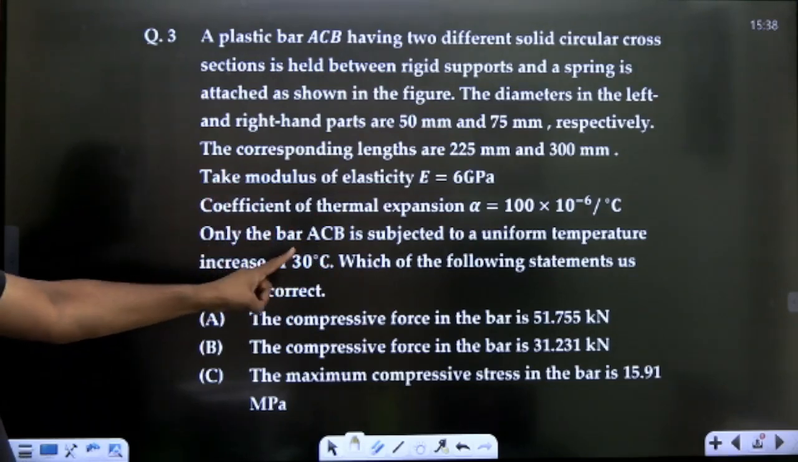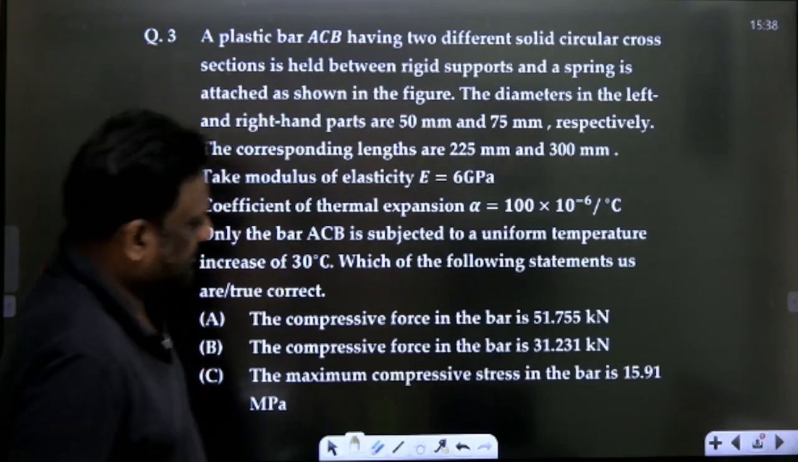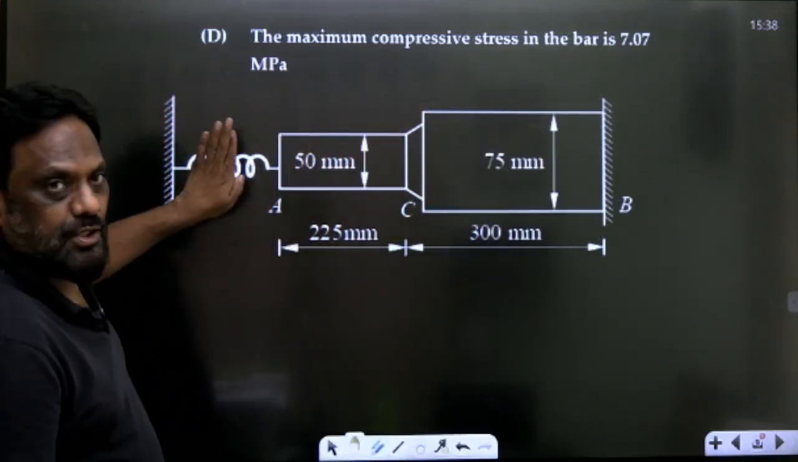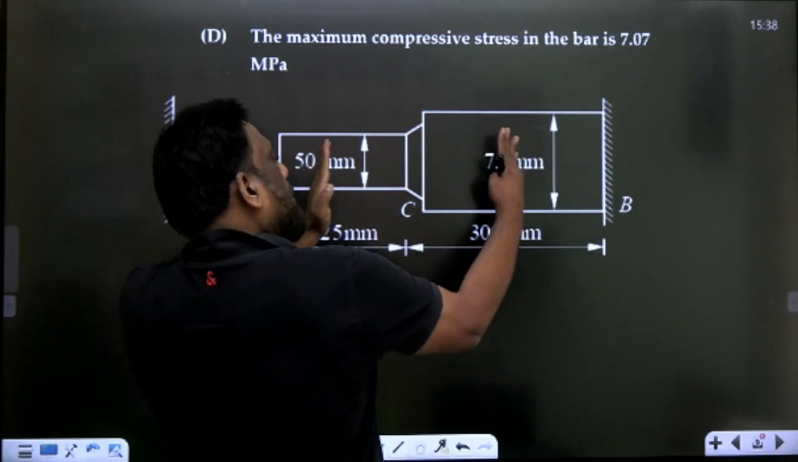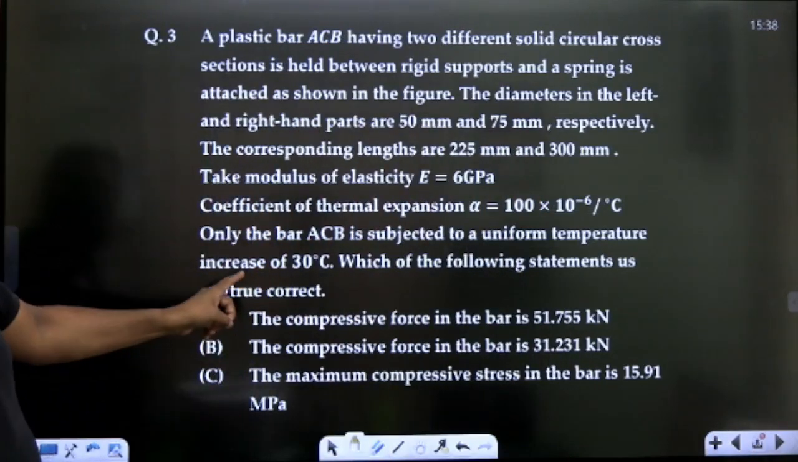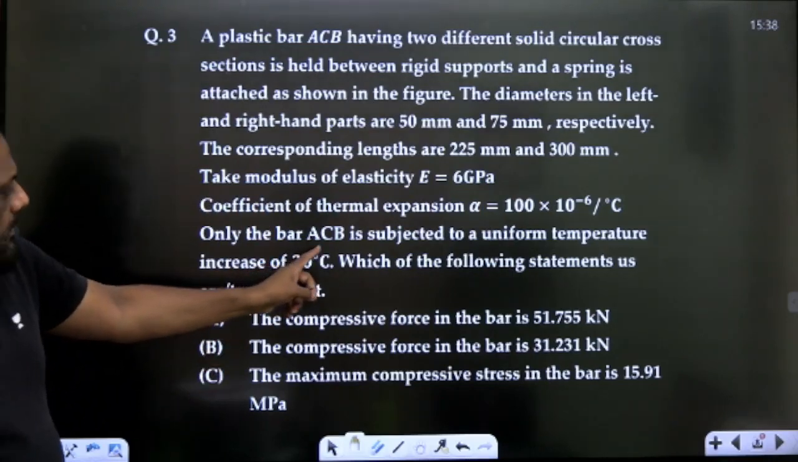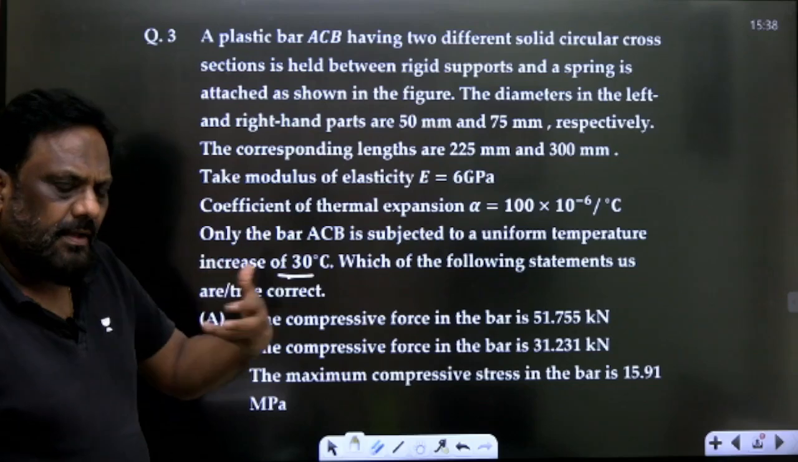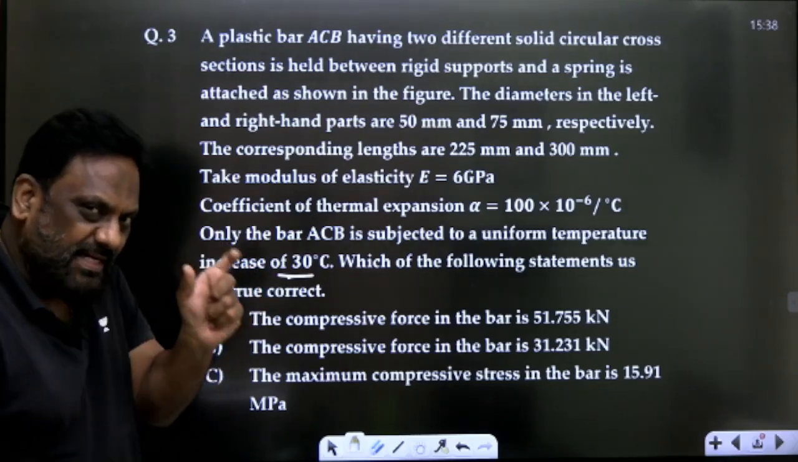Only ACB is subjected to uniform temperature. What does it mean? We are heating only this, which means the spring is not subjected to any heating. Only this portion is heated uniformly. Then the uniform heating is a uniform increase of delta T, an increase of 30 degrees.